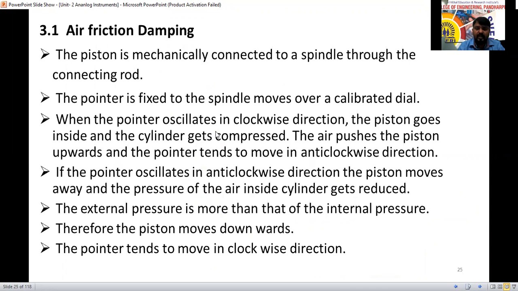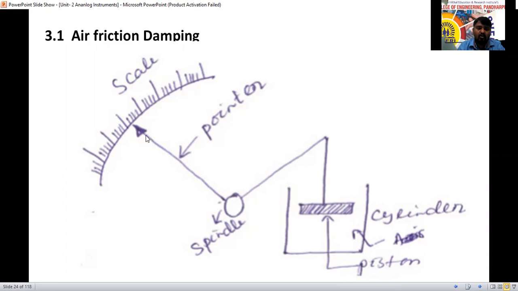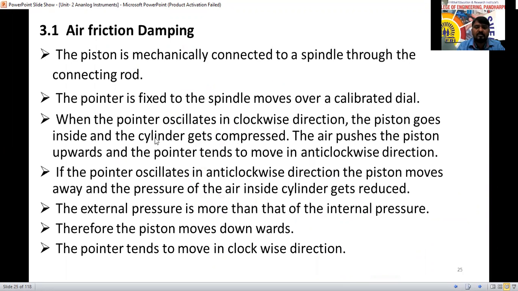So when the pointer oscillates in clockwise direction, the piston goes inside the cylinder and gets compressed. When the pointer starts to move in the clockwise direction, what will happen? ये ऐसा move हो गया तो this will also rotate here now. Because of the connecting rod, the piston will go inside the cylinder, and whatever air is inside is going to compress over there. So in the clockwise direction, the piston goes inside and the air in the cylinder gets compressed.